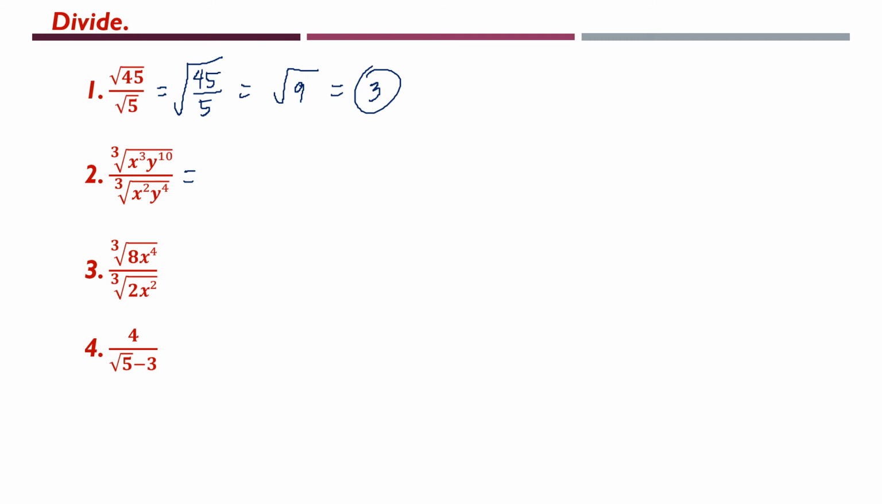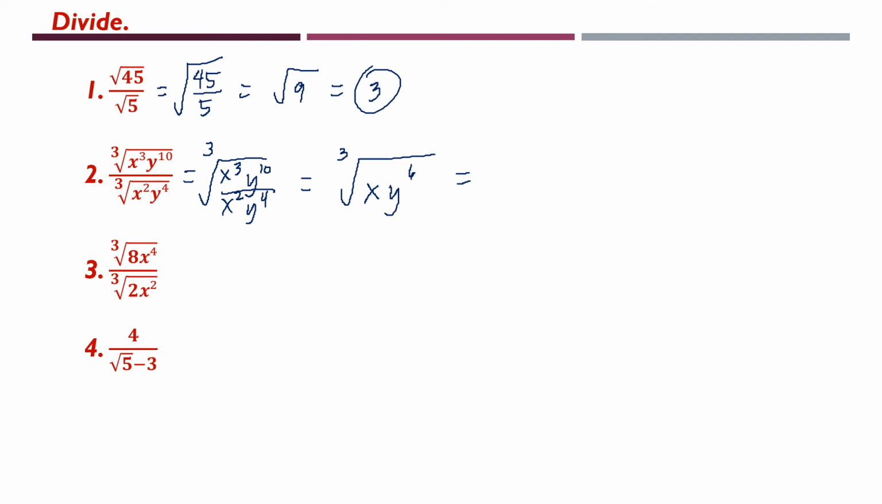Another example, cube root of x cubed y to the 10th power over cube root of x squared y to the 4th power. This is the same as the cube root of x cubed y raised to 10 over x squared y raised to the 4th power. Applying the laws of exponents, x cubed over x squared, subtract the exponents, we have x. y raised to the 10th power over y to the 4th power, subtract the exponents, we have y raised to the 6th power.